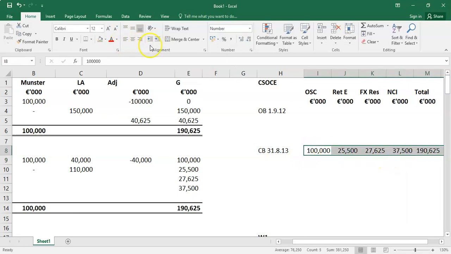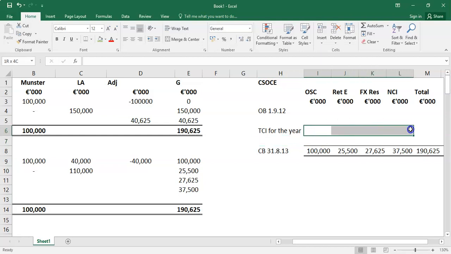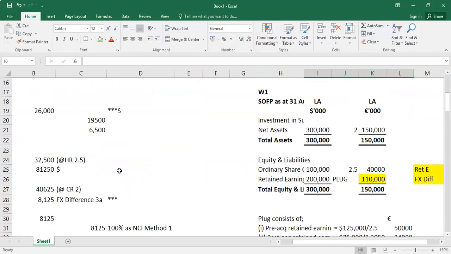And remember, your FX reserve is a separate column. Like if you had a reval reserve, it would be a separate column as well. The only movement we had during the year is TCI for the year, so this is coming from your P&L. We had no share issues, we had no talk of dividends. So this is the one key movement we have to put in, and you always have that. But just make sure you put it in the right columns.